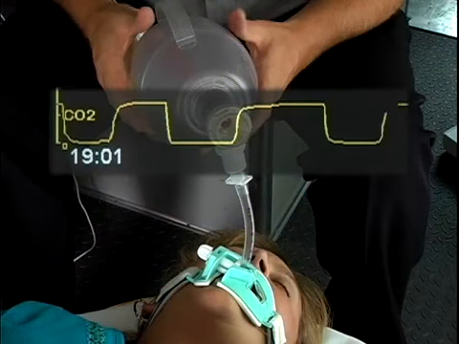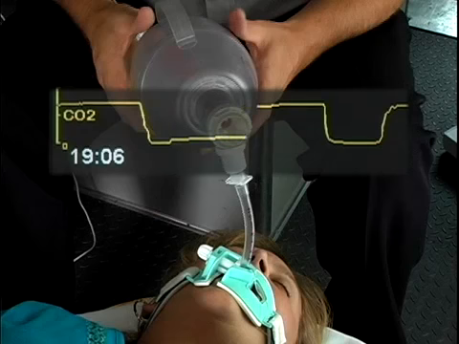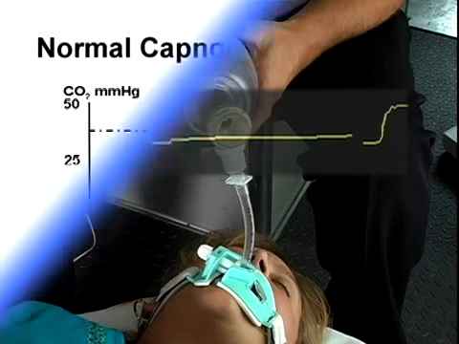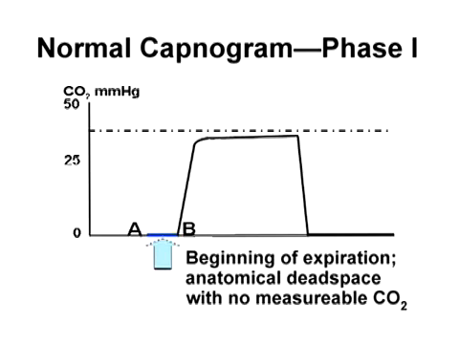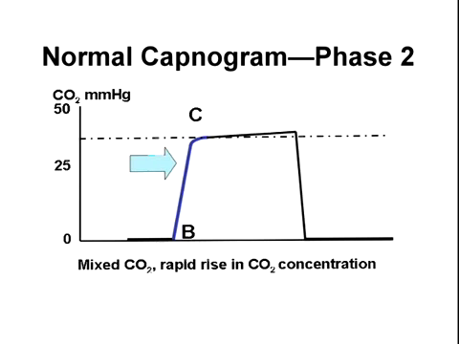The normal capnogram is the best available evidence that your patient's ET tube is correctly positioned and that proper ventilation is occurring. Phase 1 occurs as exhalation begins, which is shown as A to B on the capnogram. The first gas to appear at this sampling point is the last gas inhaled into the conducting airways. This gas has not been subjected to gas exchange and is essentially free of carbon dioxide and remains at the zero baseline.